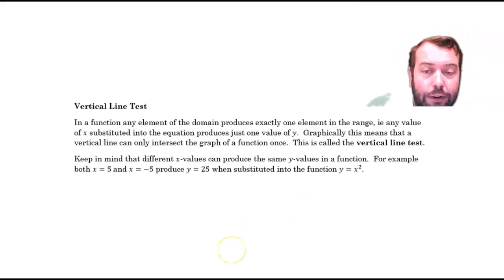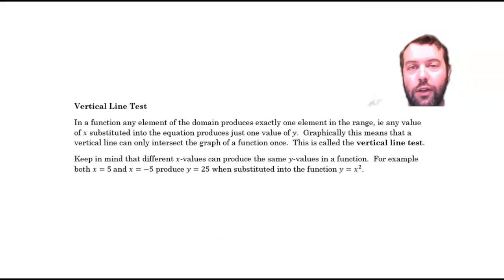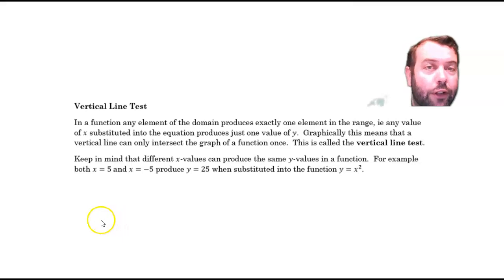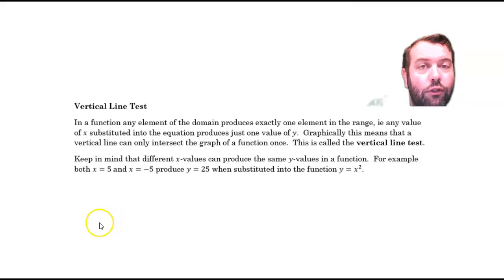That's it. Domain and range, vertical line test. Remember, don't divide by 0, don't take the square root of a negative number, and a vertical line cutting the graph more than once means that you do not have a function.